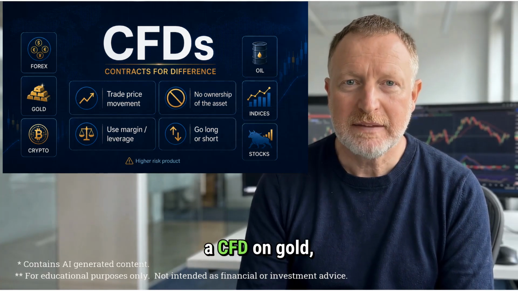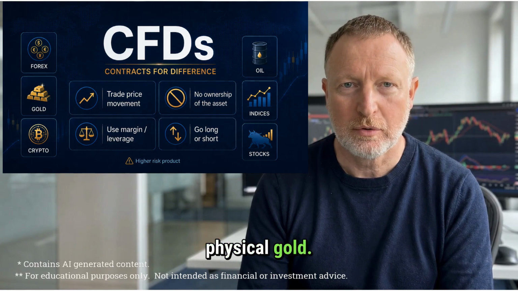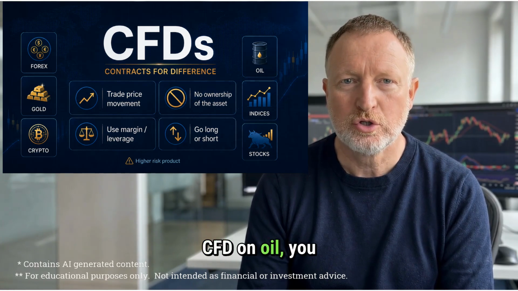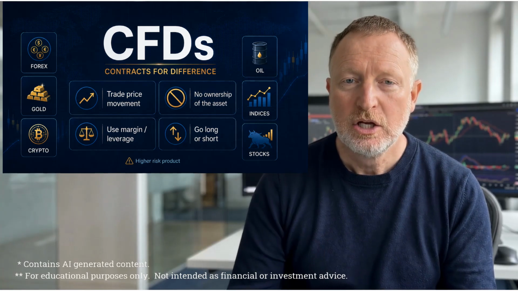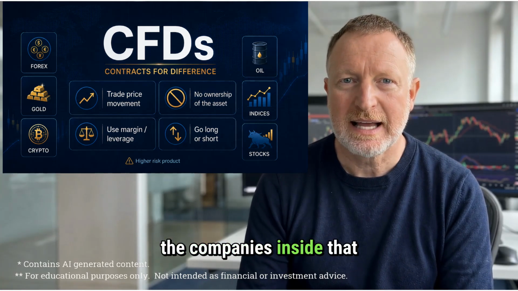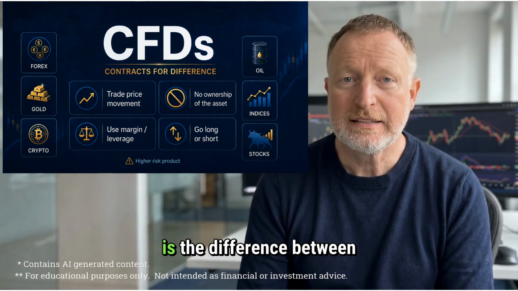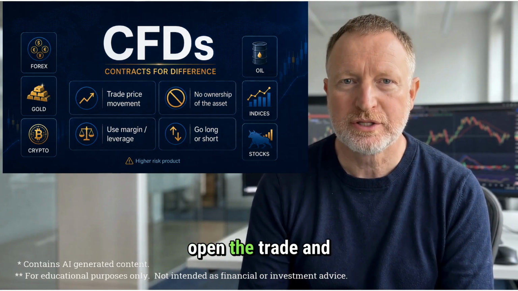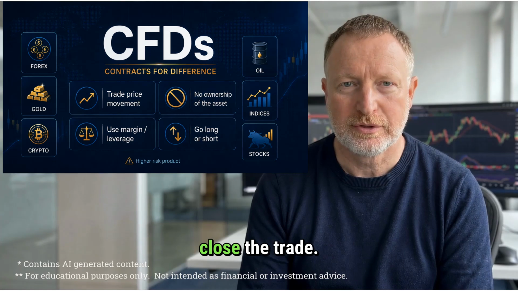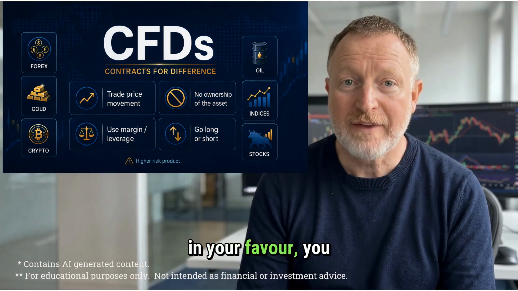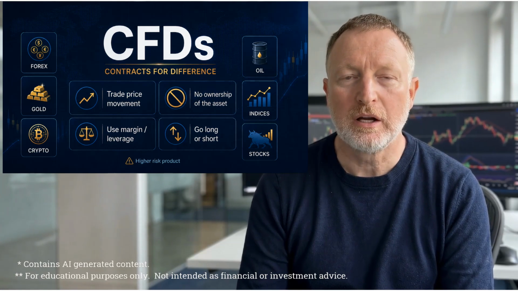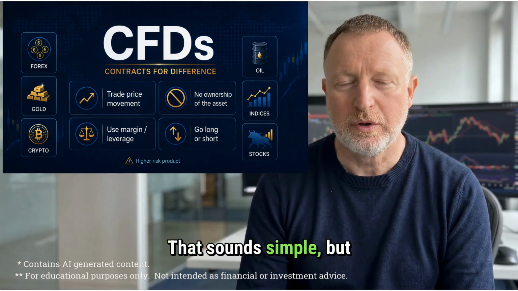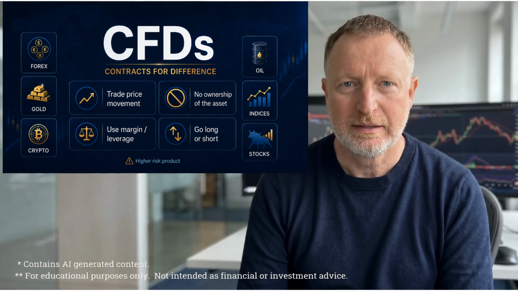So if you trade a CFD on gold, you do not own physical gold. If you trade a CFD on oil, you do not own barrels of oil. If you trade a CFD on an index, you do not own the companies inside that index. What you are trading is the difference between the price when you open the trade and the price when you close the trade. If the market moves in your favor, you make a profit. If the market moves against you, you take a loss. That sounds simple, but it is a powerful idea.